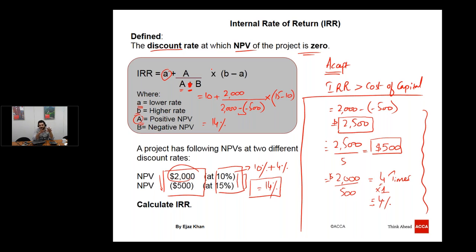At 14%, we will be indifferent. If the cost of capital is 14%, it means the project is just good enough to cover our cost of capital. So it's up to the company to see whether they want to save further, or they're satisfied with a 14% return.